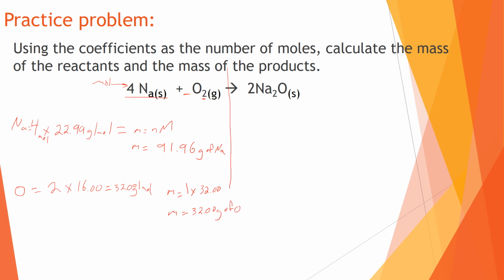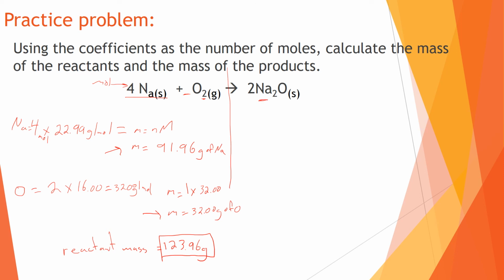If I add these two together, I get the total mass of my reactants. The reactant mass is equal to 123.96 grams. That includes the mass of my oxygen and the mass of my sodium. So in total, my reactants make up 123.96 grams.